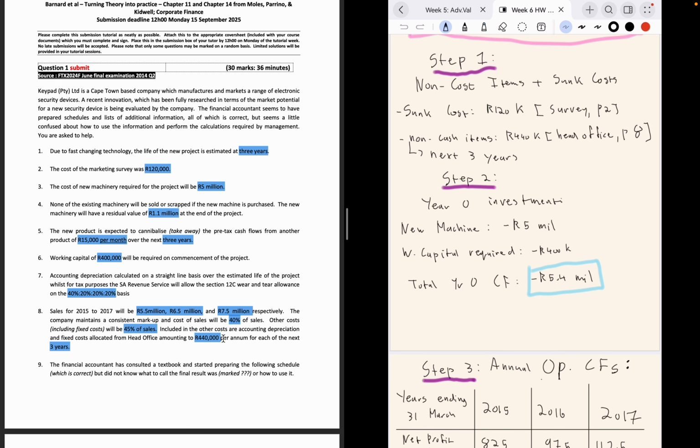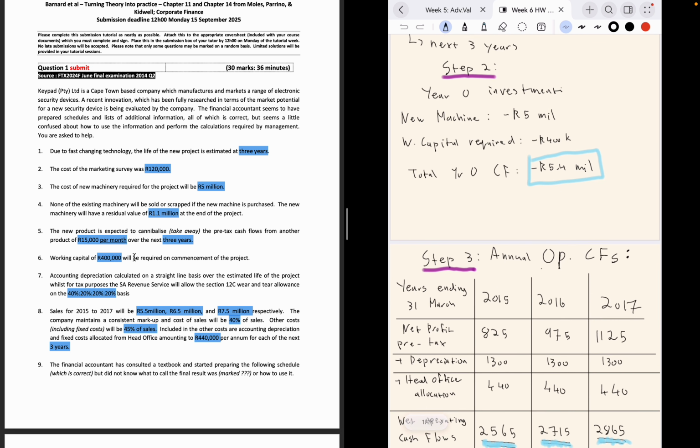Second step, let's ask ourselves what's our initial investment. That's obviously the cost that we have to justify by discounting the future value we get from the investment and then seeing if it's worth it. So what they tell us here is that there's a machine that costs 5 million. If you go to point 3, the new machinery required for the project will be 5 million. The working capital required is 400,000. That's over here, point 6. Working capital of 400,000 will be required on commencement of the project. So that tells us that in year 0, the cash outflow is negative 5.4 million. So that's the second step.